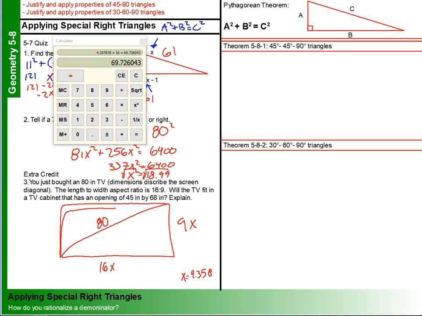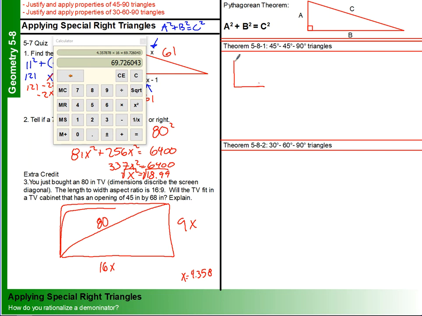So we're going to be taking a look at the 45-45 right triangle, as well as the 30-60 right triangle. And we are going to be using the idea of the Pythagorean theorem, a squared plus b squared is equal to c squared. Well, you probably are aware of this through your work in mathematics.